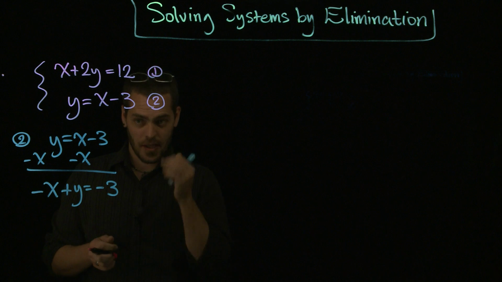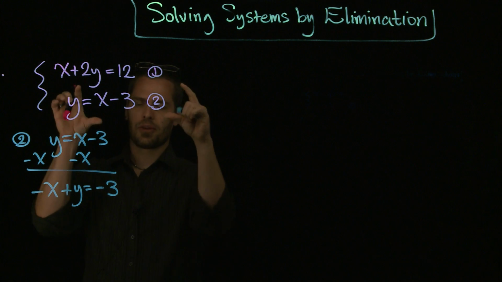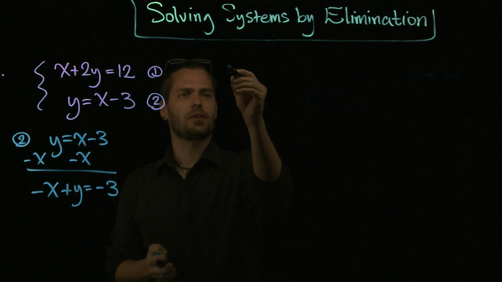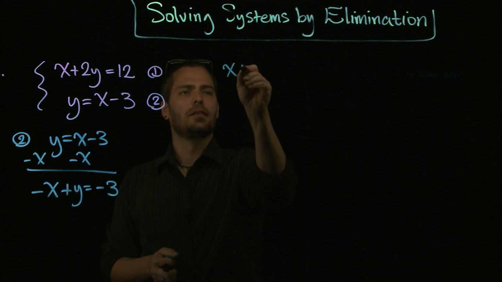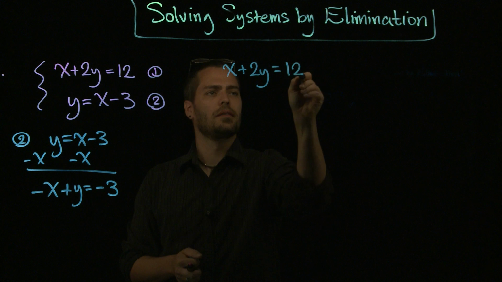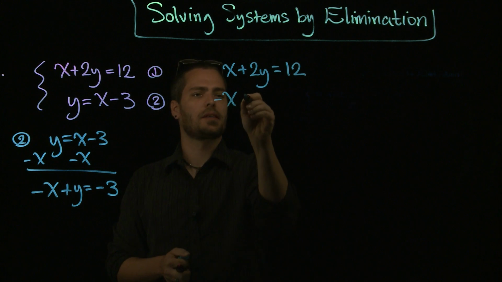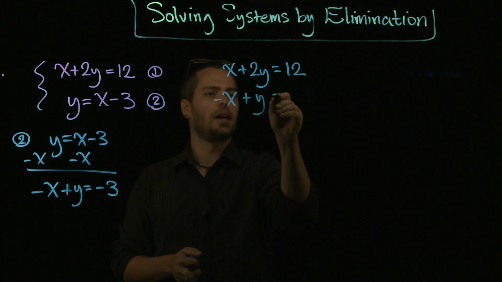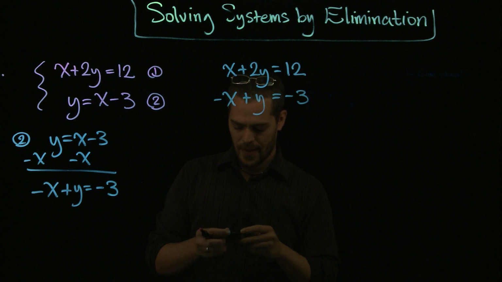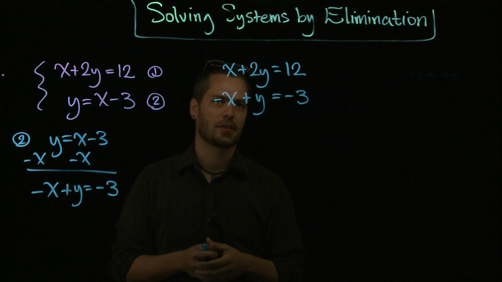What's nice about putting that in the standard form is that I can then show these equations right next to each other, lined up with each other. So here's what they look like now. The first one, I didn't do anything to, it's just the same as it was. The second one I changed to look like this: negative x plus y is equal to negative 3. Now both of these are in the standard form, and I have prepared them to add for elimination, actually.